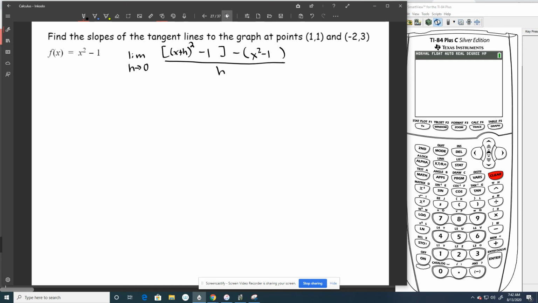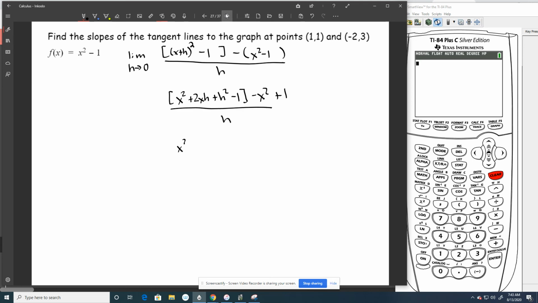So I'm not going to forget about my limit, but I am going to focus on this part for now. So inside my bracket, x plus h squared, you can go ahead and FOIL that out if you need to. But that becomes x squared plus 2xh plus h squared. And then I still have a minus 1. And then minus x squared when I distribute the negative, and that's going to become a plus 1. And that's all over h.